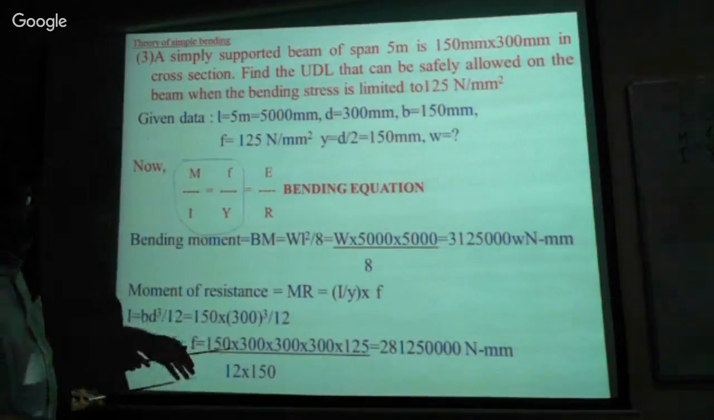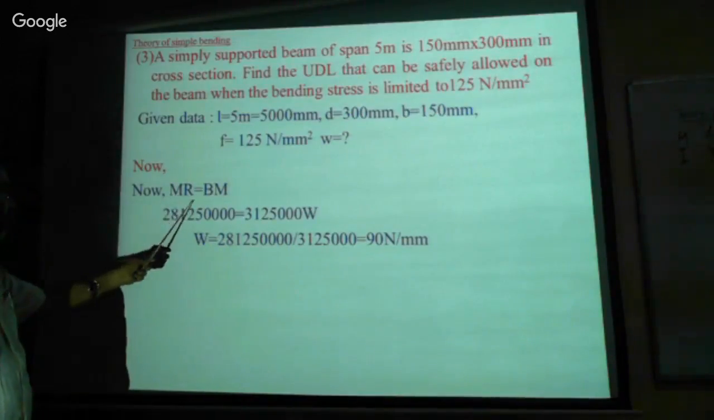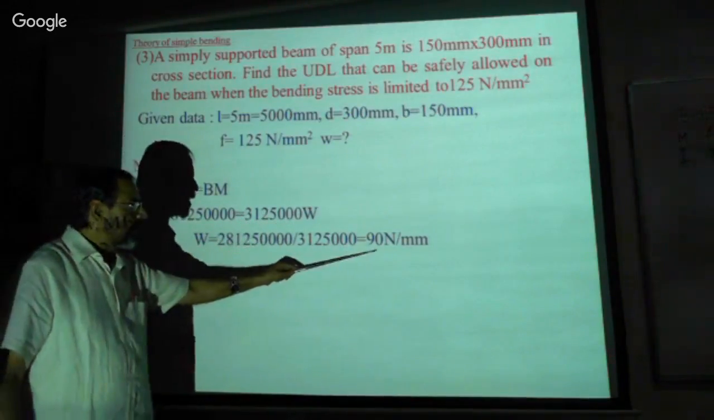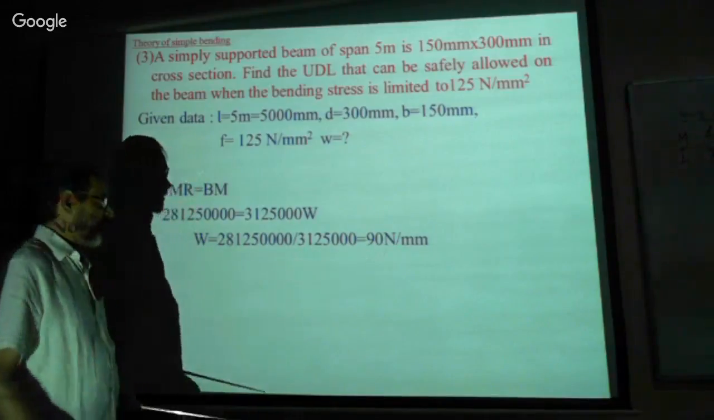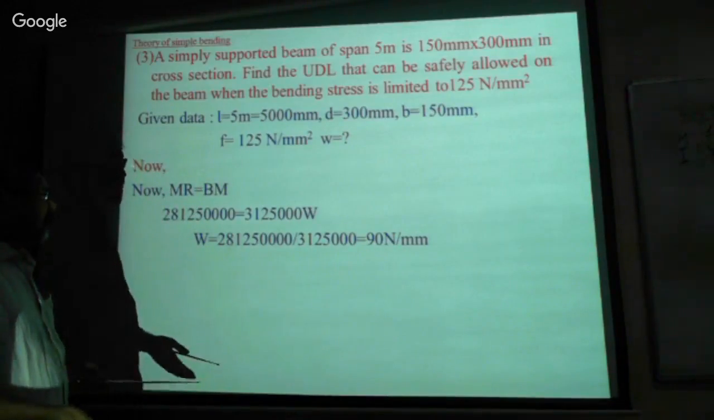Now see, if you substitute and calculate this, you will get 19 Newton per millimeter. That is very simple. Now we can solve this. Isn't it? Next problem.